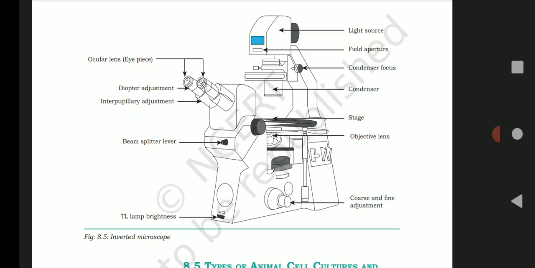That's all about the various equipment we discussed: the laminar flow hood, carbon dioxide incubator, inverted microscope, and various culture vessels utilized for the process of culture. We will discuss the types of cell culture in the following video.